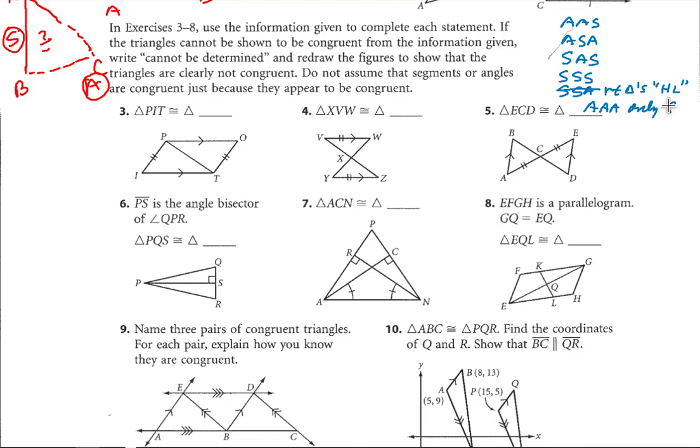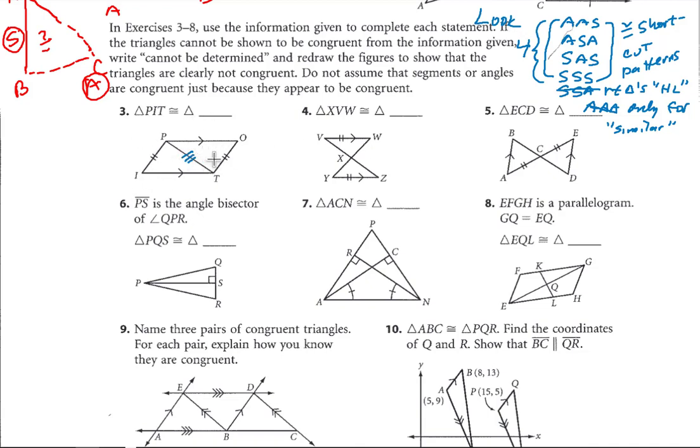And then AAA, all three angles being congruent, only works for triangles that are the same shape, but they don't have to be the same size, so they're not congruent. They're just similar triangles. So we're mainly looking for those four main ones, and then in right triangles looking for possibly HL. So let's see what we got.